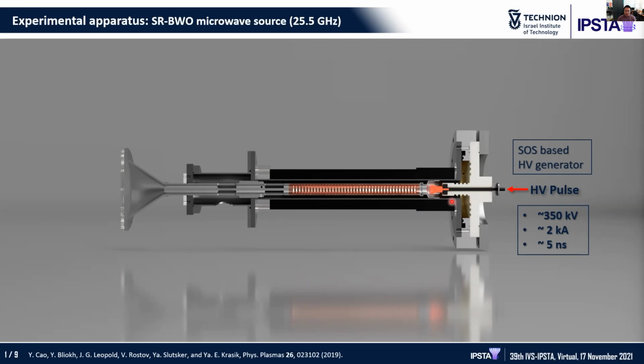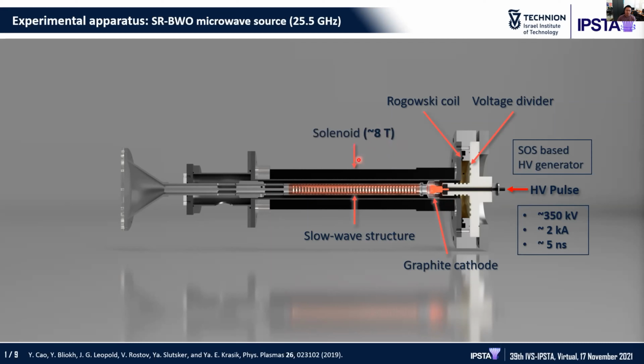This high voltage pulse is measured by the capacitive voltage divider and Rogowski coil, which is located at the cathode holder plane. It is applied to a graphite hollow cathode with a sharp edge, and the electrons are emitted at the sharp edge by explosive emission and propagate in the slow wave structure, guided by an axial magnetic field generated by our solenoid with an amplitude of about 8 Tesla.